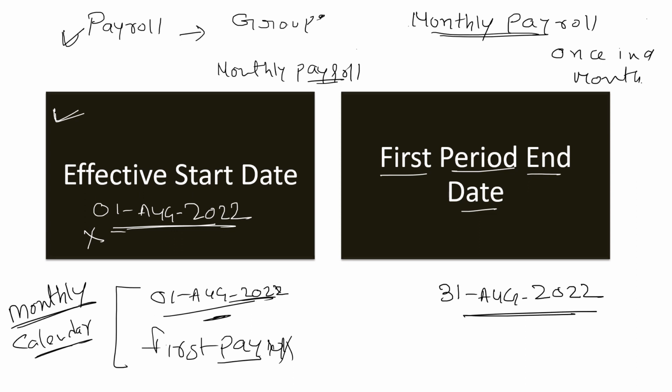Now, if the organization decides to run the payroll effective from September or October, then for September it will be 30th of September 2022. So whatever the last day of the month is for the period in which you are going to run the payroll, that last date will be known as my first period end date. And why is this date important? Because from here only we are going to derive certain other factors as well. I will show you in this video itself what those other factors are. So these two concepts should be very clear when we are talking about the payroll definition.